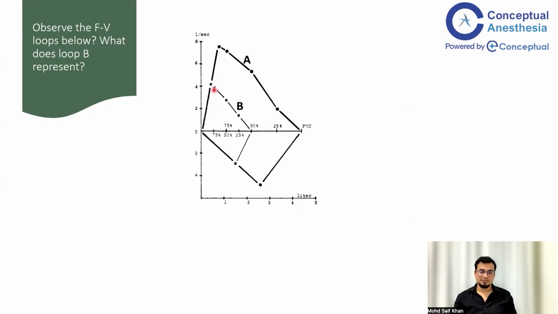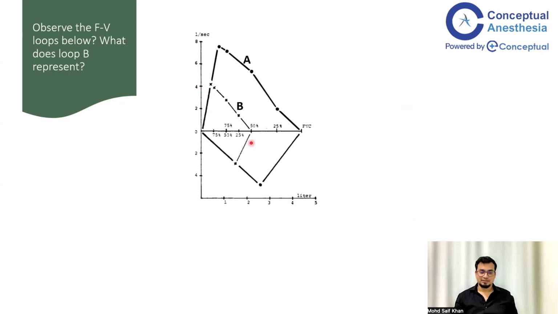But the only thing which is against this diagnosis is that there is no plateau. There is no flattening of the curve. Okay, so this is the pointed one here. So this is just a kind of normal loop with a lower volume. So this is your restrictive lung disease.